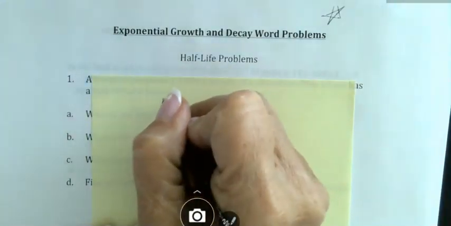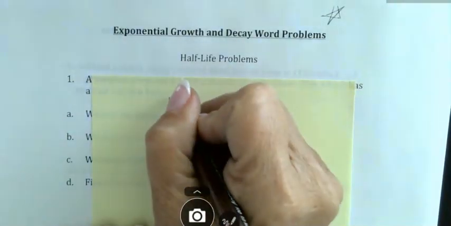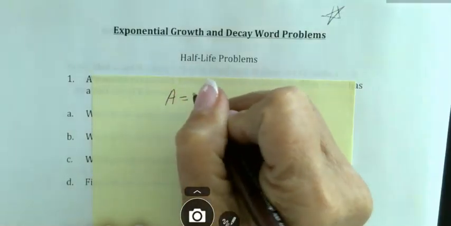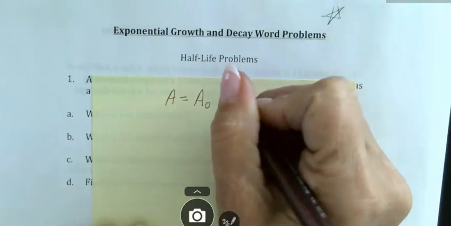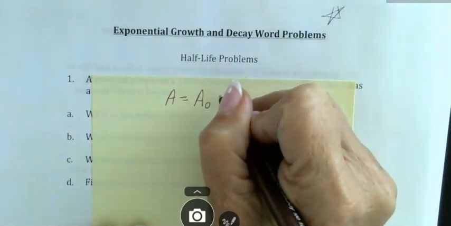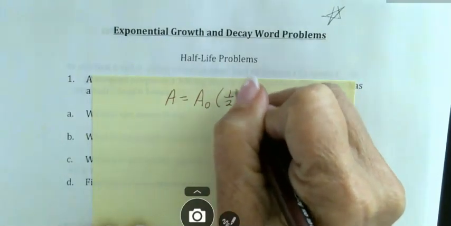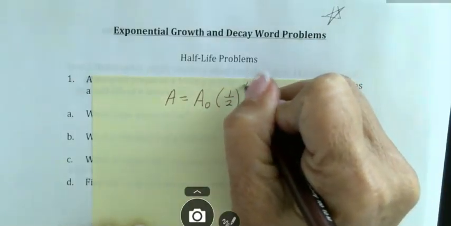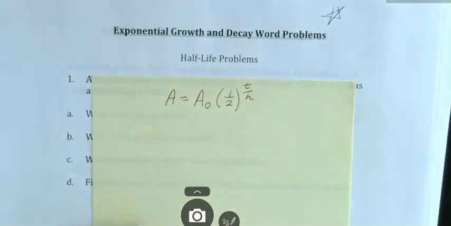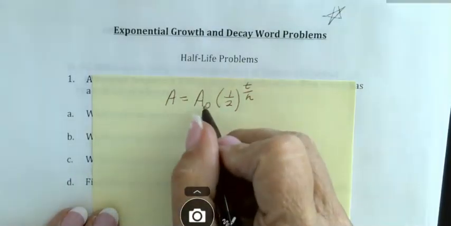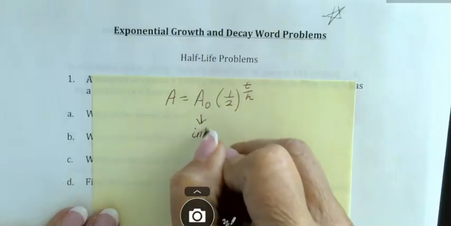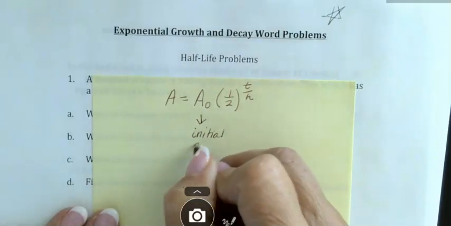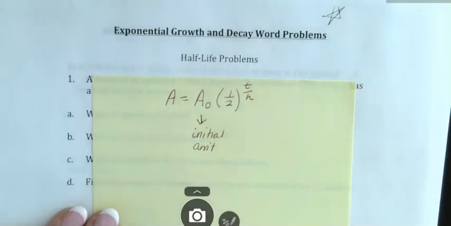So what the formula looks like, and this will be given to you on the test, so it is not something that you have to memorize. Okay, so we're going to write it like this. Now, what each of these stand for, this is your initial amount. In other words, that's what you're starting off with.